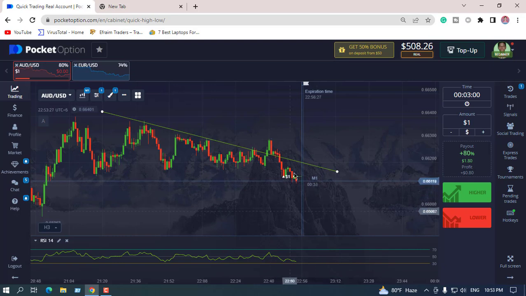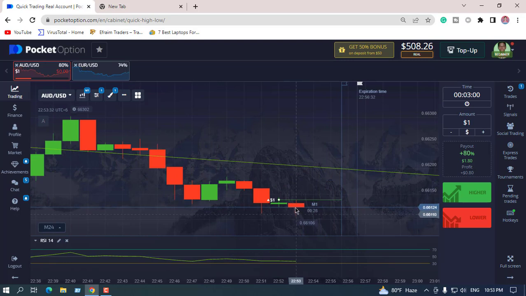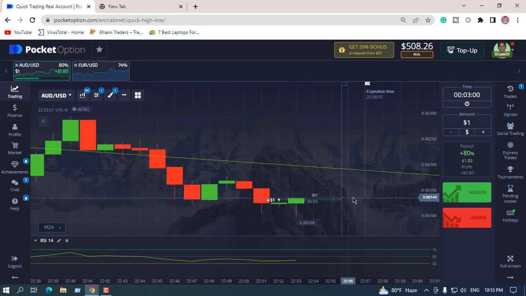Here is a very strong level, and the market retested this area. As you can see, the market is going up. Please go up. But my entry is very close. If I had traded a 1 minute trade, I would have 100% won this trade.